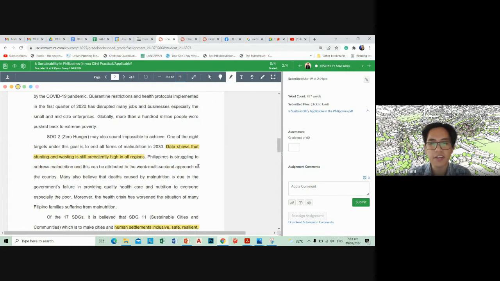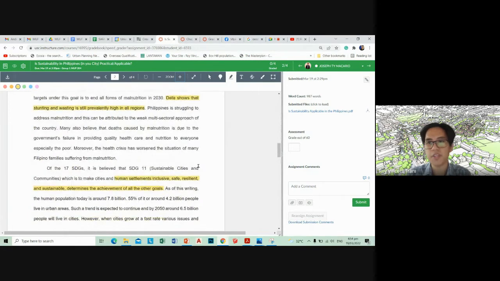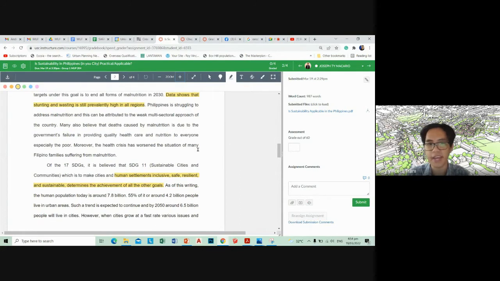Zero hunger. As Joseph points out here, data shows that stunting and wasting is still prevalent in all regions. So we have a problem with food, which is very weird because we are supposed to be an agricultural-based country, that we have our ways to produce food, but still Filipino families are kind of malnourished and struggling to get food.